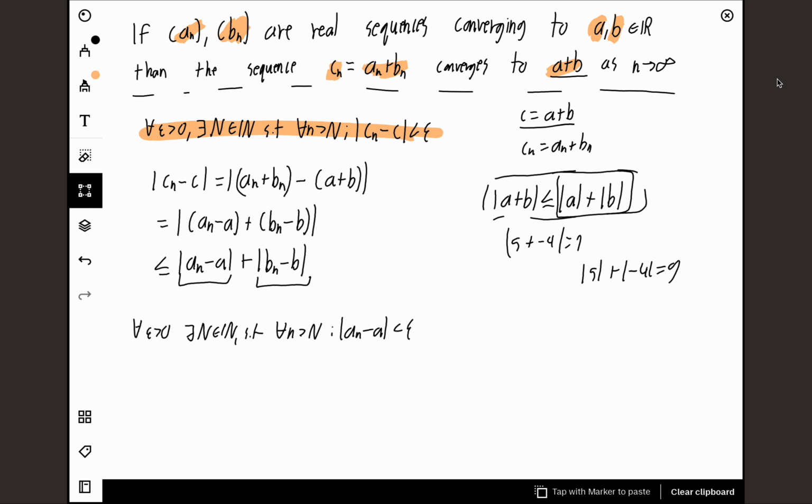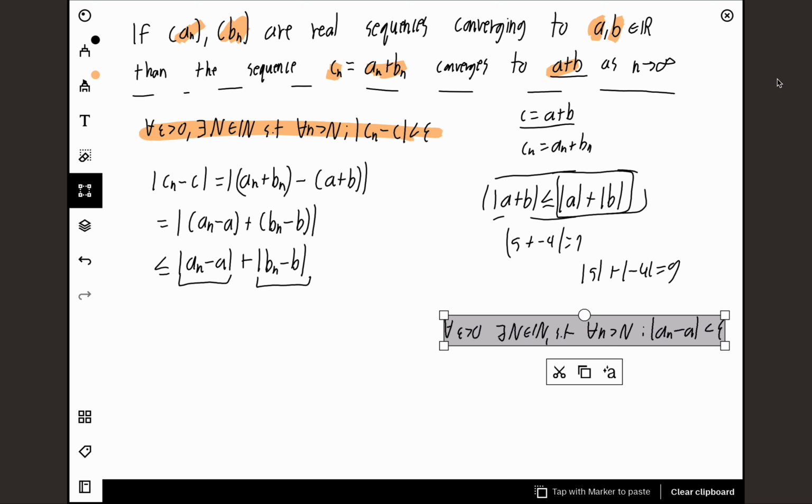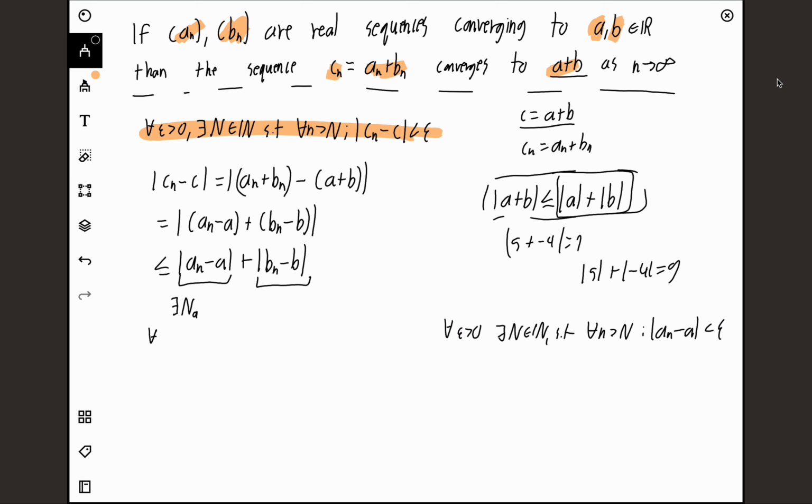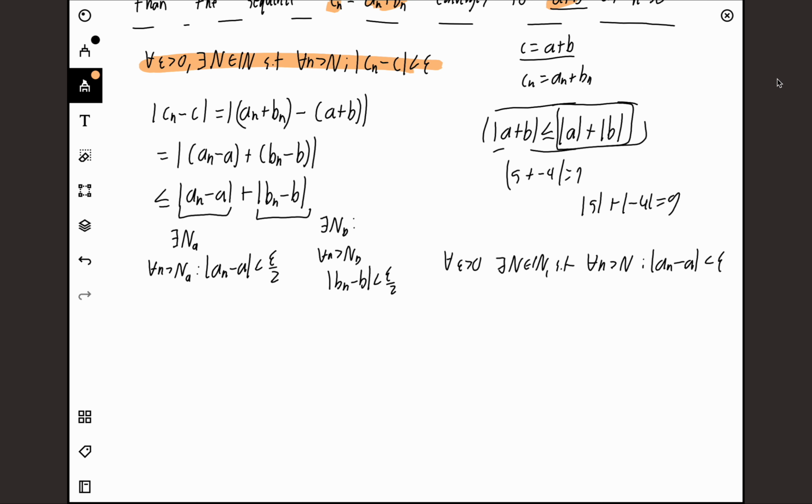But wait, let me put this on the side. The n's can differ though. So for this one, we can say that there exists an n, we can call it Na, such that for every n greater than Na, we have that |An - A| is less than epsilon over 2. Epsilon can be whatever. It can be any number that's greater than 0. So the epsilon we can choose right now is epsilon over 2. And for Bn again, we can say that there exists an Nb such that for every n greater than Nb, |Bn - B| is less than epsilon over 2. Now, because we have an Na and an Nb, after those values, these two conditions hold.